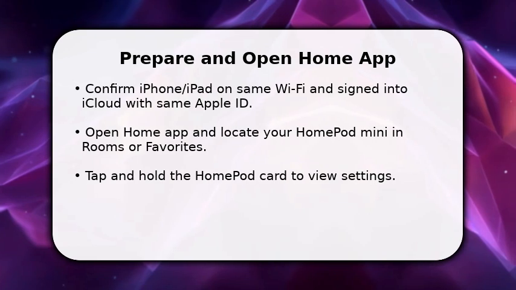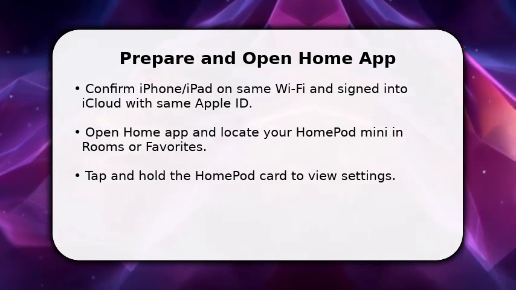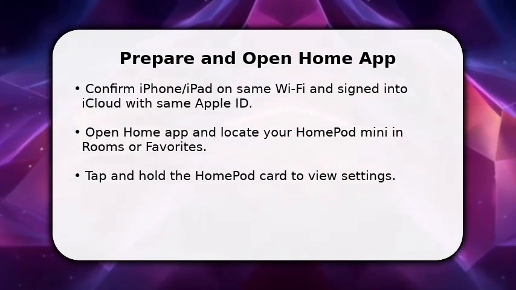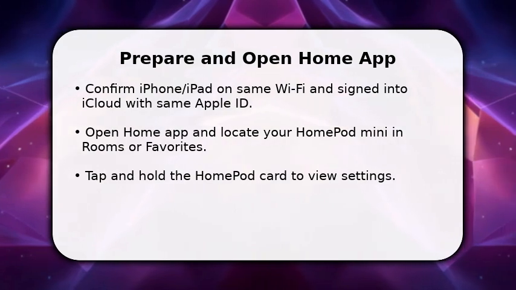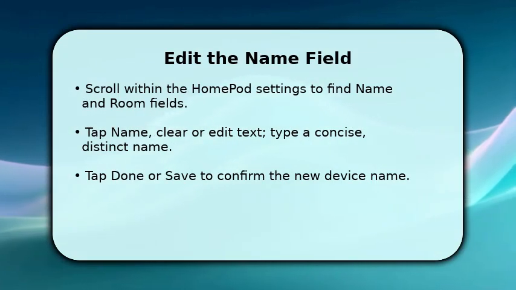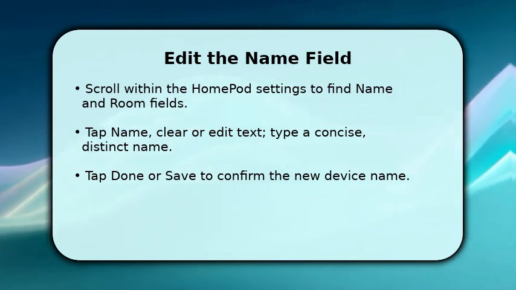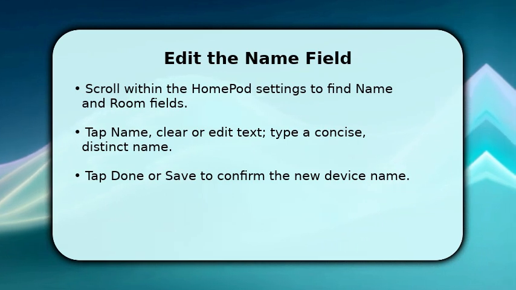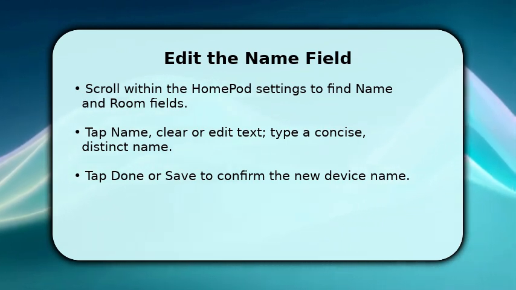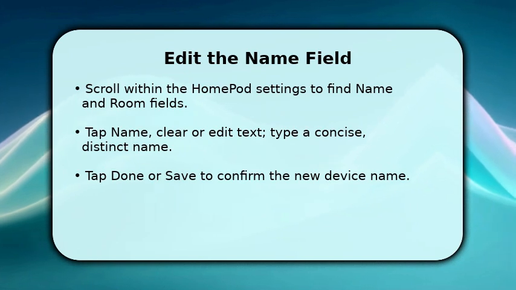This brings up the controls and metadata needed to rename the device. You now scroll inside the HomePod settings until you see the name field. This is where the device identity lives. Tap Name to open the edit field, then clear or modify the text. Pick a concise, distinct name so Siri recognizes commands reliably.